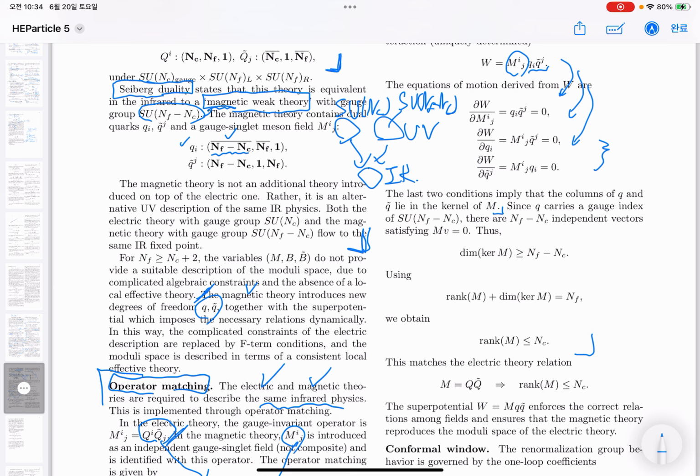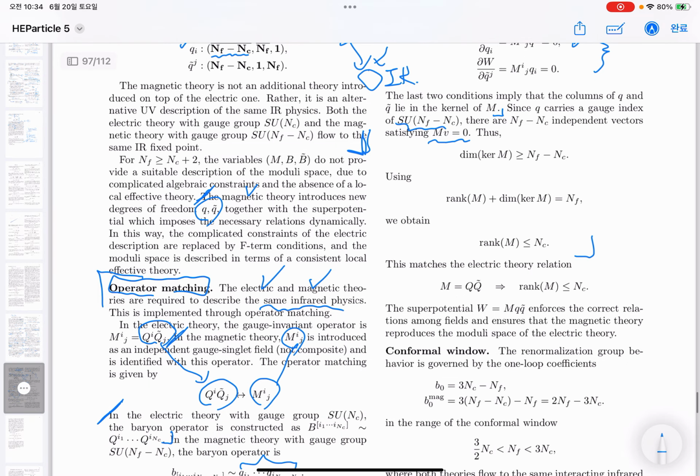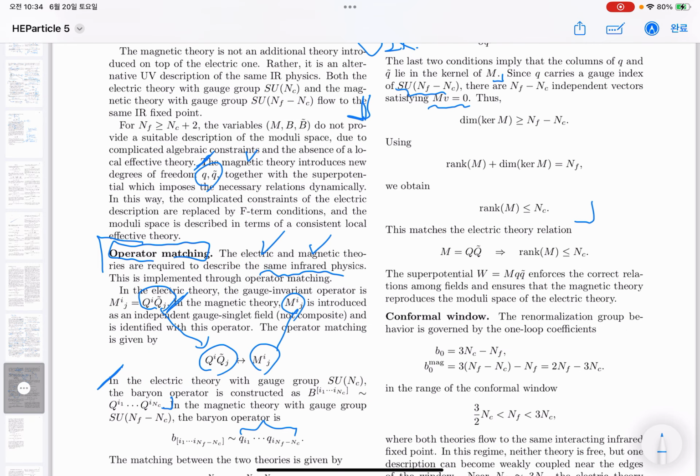And since the dual quarks carry the gauge index of the magnetic theory, there are N_F minus N_C independent vectors satisfying this linear equation. So the dimension of the kernel space of the meson singlet should be larger than or the same as N_F minus N_C, and by using the dimension theorem in linear algebra, we can obtain that the rank of the meson is smaller than or the same as N_C. So there is this relation to reproduce the same moduli space in the IR theory from the magnetic theory compared to the electric one.